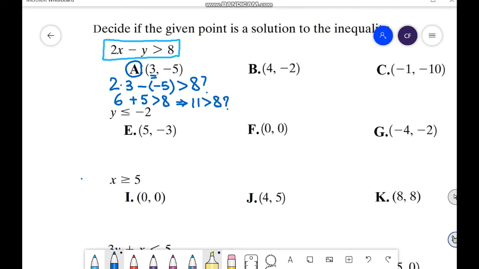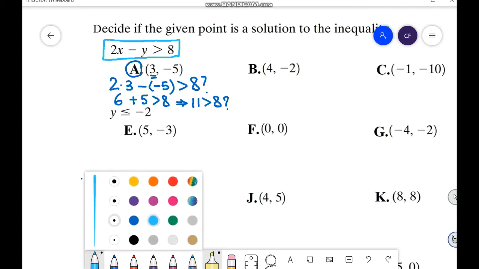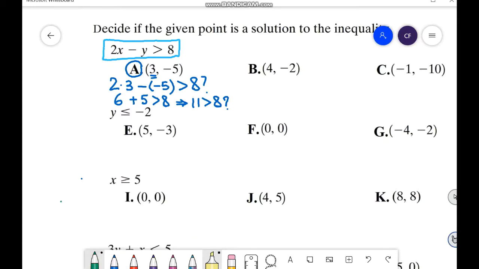Is this true or false? Is 11 greater than 8? What do you think? Is this true or is this false? True! That's true. That means yes. This is a solution. And that's how you do the first part. You plug in x and y, and if you find something that's true, yes, it is a solution, and if you find something that's not true, it's not going to be a solution.